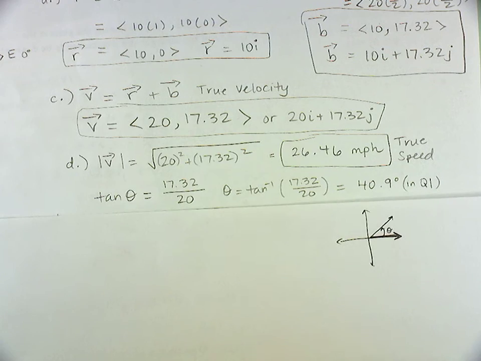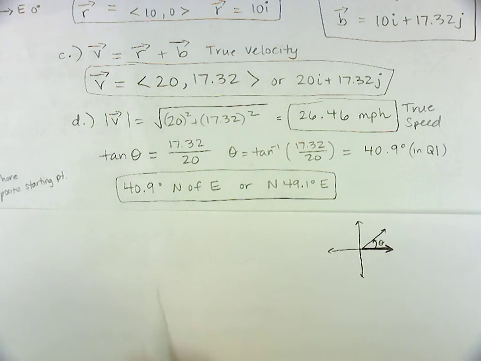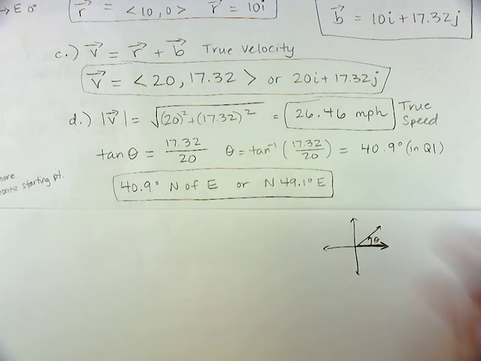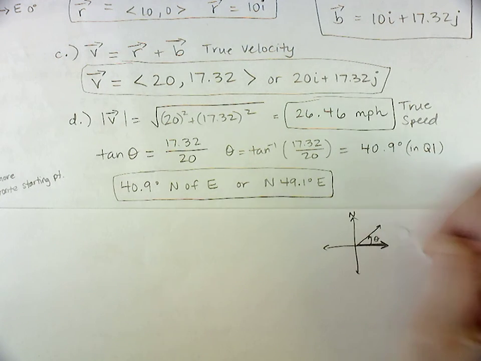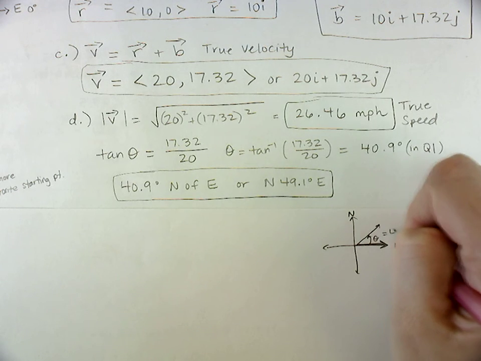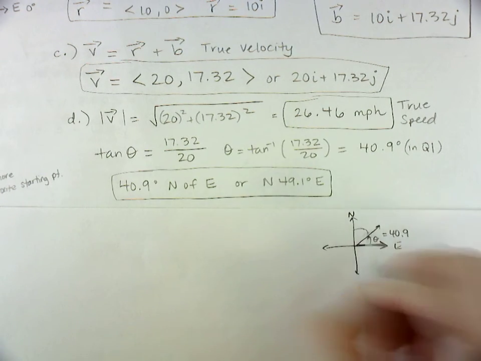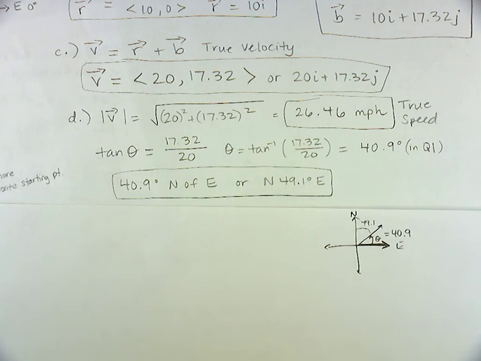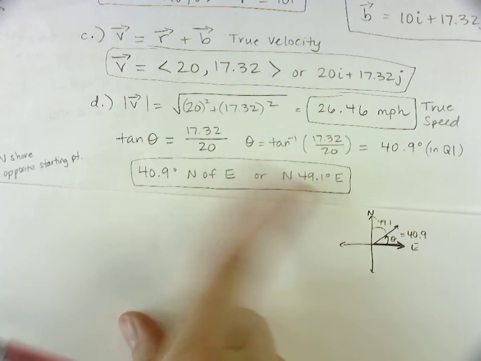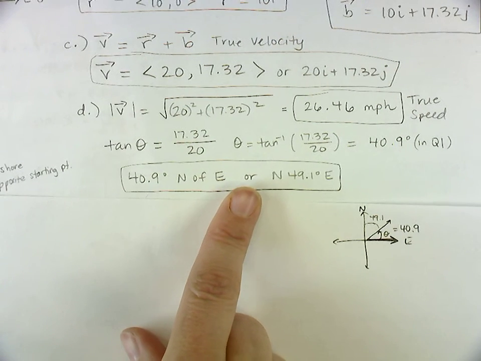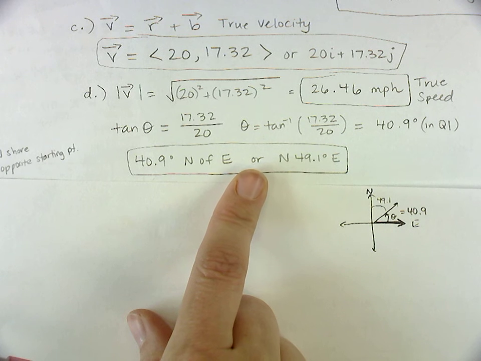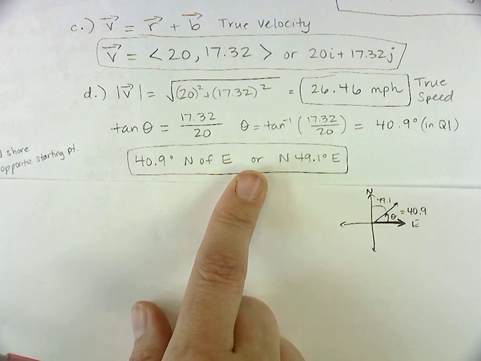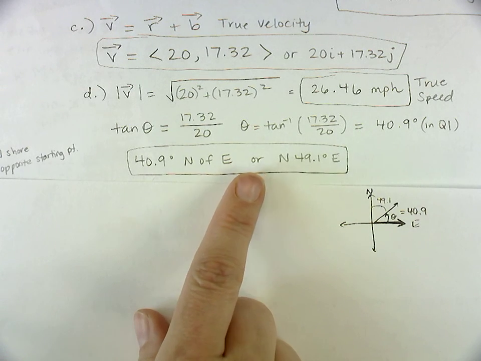And so there's a couple different ways that you could say that. So you could say 40.9 degrees north of east. That would be fine. You could say north and then 49.1 degrees east. Because if this is 40.9, how can I find out what this angle is? Yeah, subtract it from 90. So that's how I'd get 49.1. So you can say it either one of those ways, and they're both going to be correct. And there are actually other ways you can say it too. Did anybody else say it a different way that they think might be right? No, we used one of these two ways.